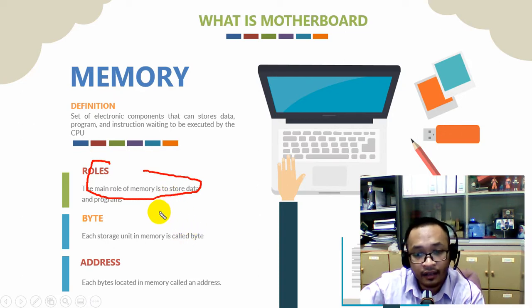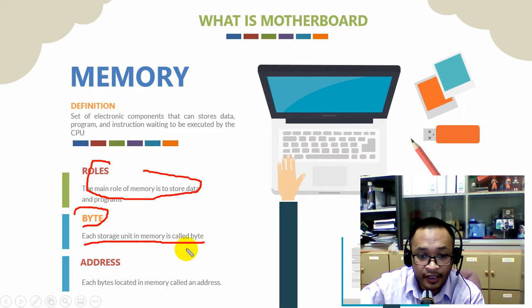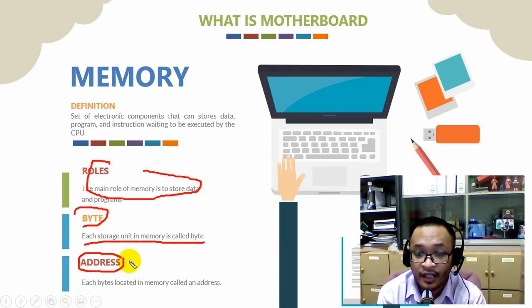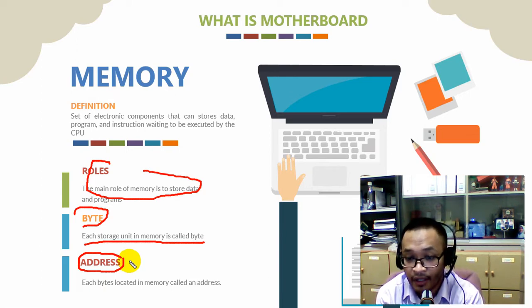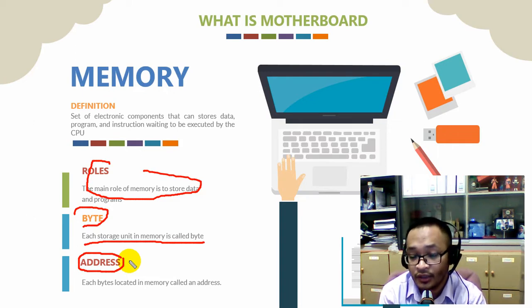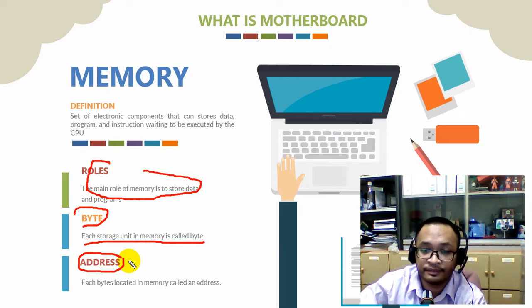A memory consists of bytes of data. Each storage unit in memory is called a byte, and each byte is represented by an address. In order for your computer to work, this byte of data must be accessed using a specific identifier that is unique to the computer, which we call a memory address.